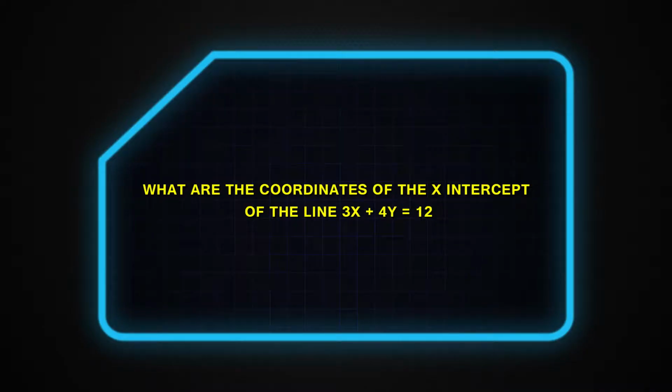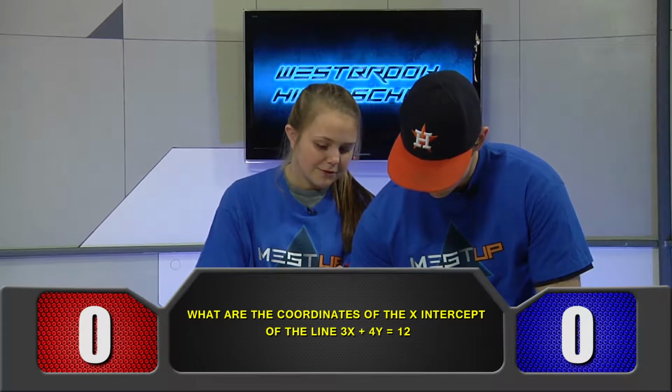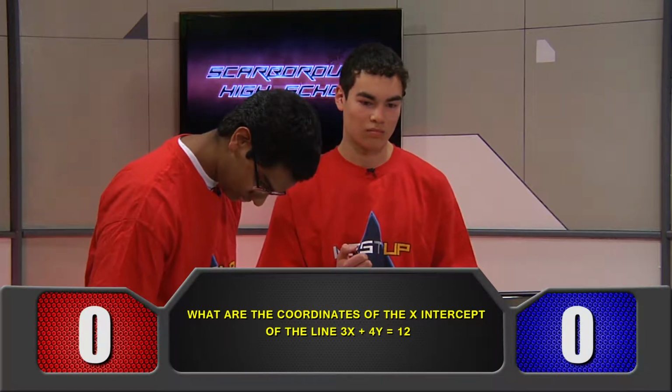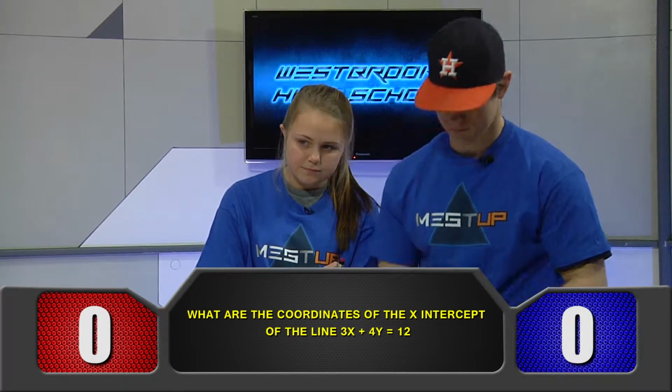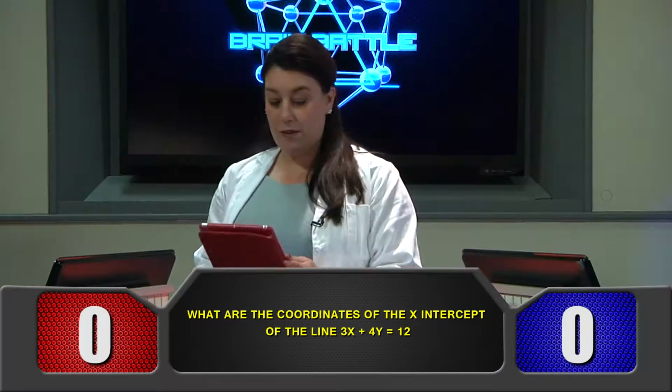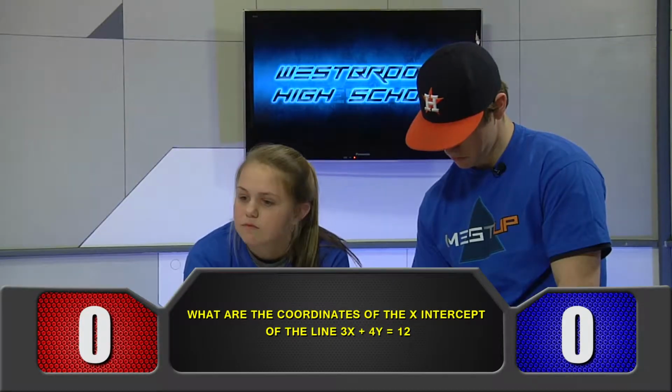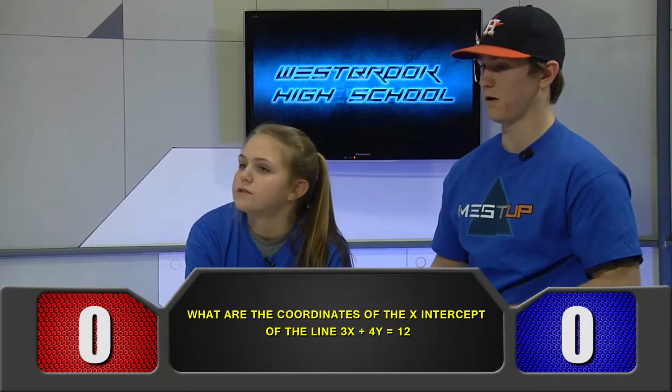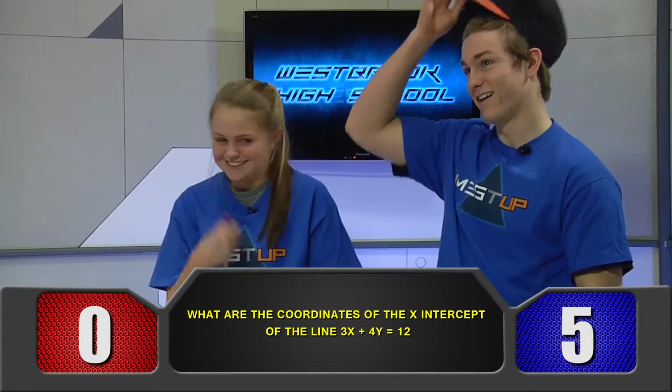What are the coordinates of the x-intercept of the line 3x plus 4y equals 12? Red team. -4, 0. Incorrect. Blue team. 4, 0. That's correct.